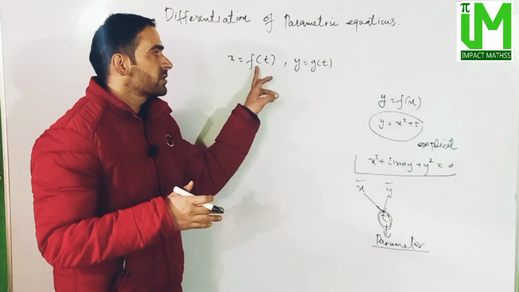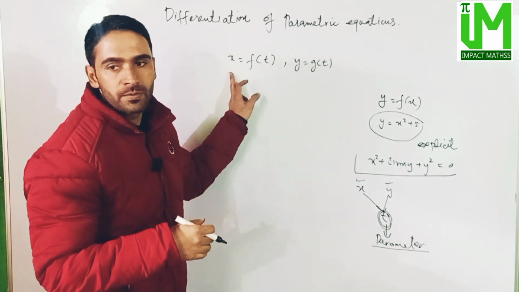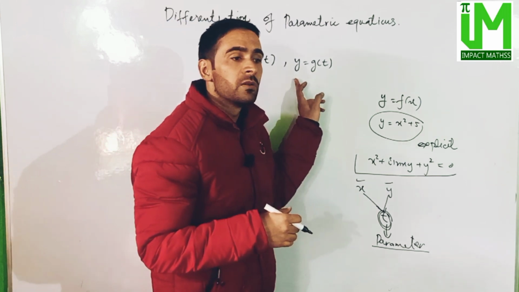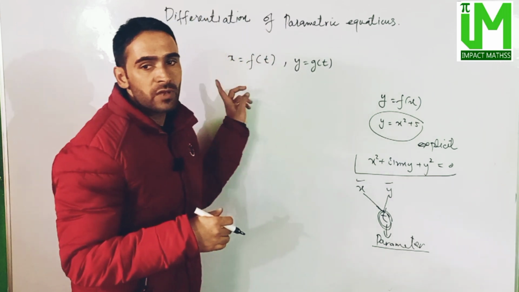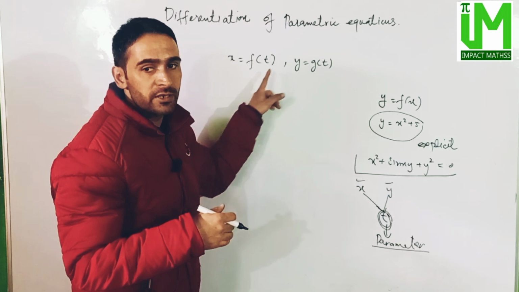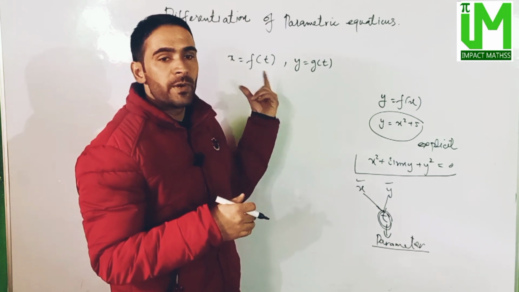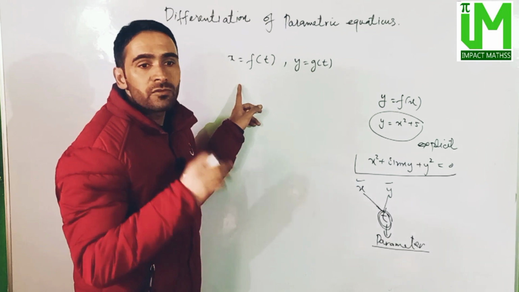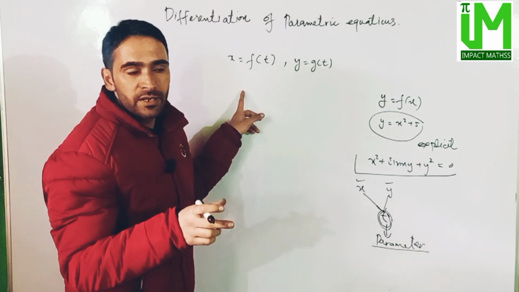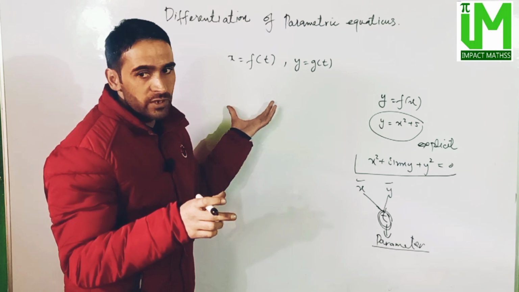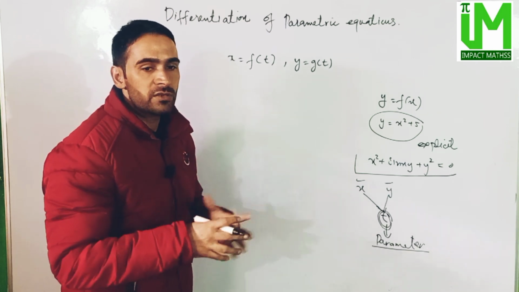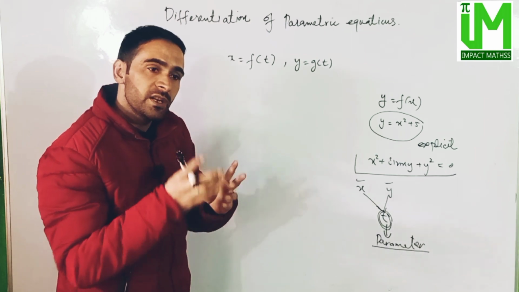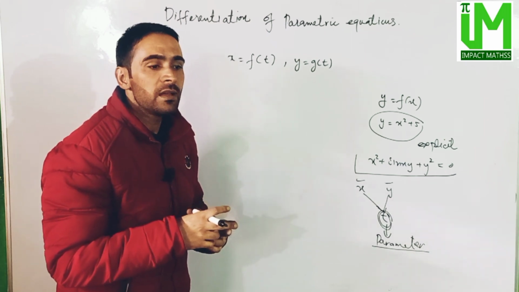So given x is equal to f of t, meaning x is a function of t, and y is equal to g of t, meaning y is a function of t. So x is dependent, t independent, y dependent, t independent. These relations are connected in such a way that we have two dependent variables and a single independent variable. Such functions are called parametric equations, and the single independent variable is called the parameter.